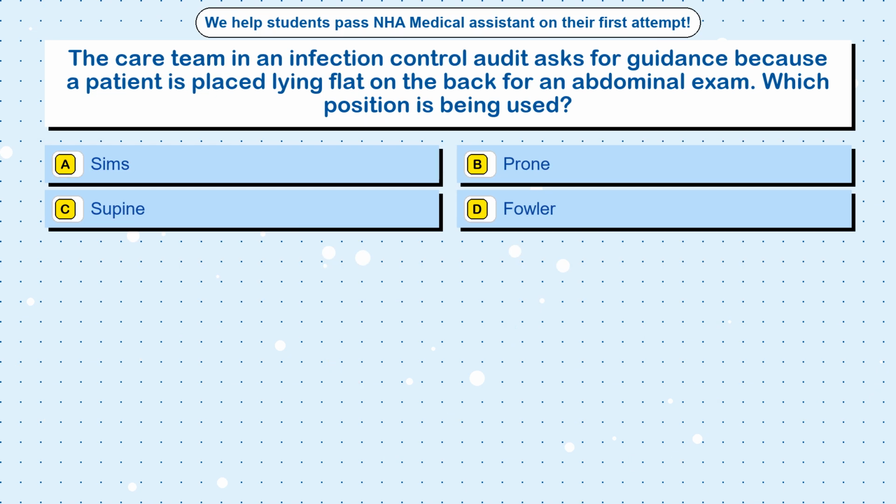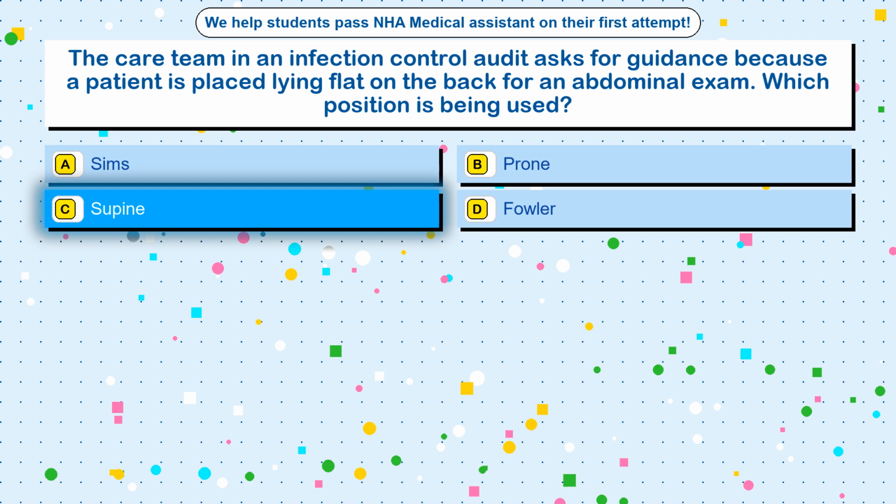Question 28. The care team in an infection control audit asks for guidance because a patient is placed lying flat on the back for an abdominal exam. Which position is being used? Option A, Sims. Option B, prone. Option C, supine. Option D, Fowler.